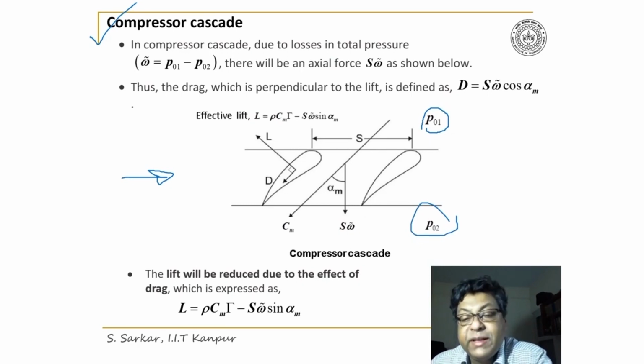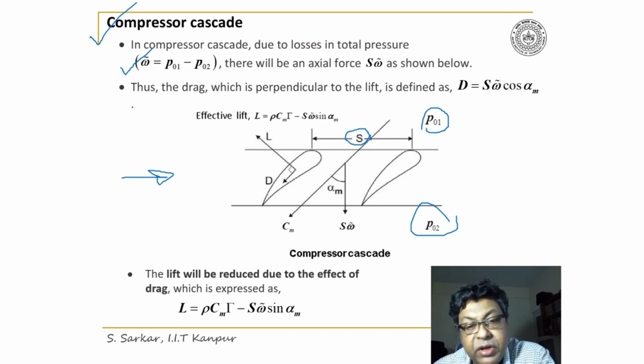Now because of viscous effect, there will be a decrease of total pressure, and the decrease of total pressure, omega tilde, is given as P01 minus P02. Now if we consider S as the pitch of the blade, the pitch of the cascade, and C be the chord.